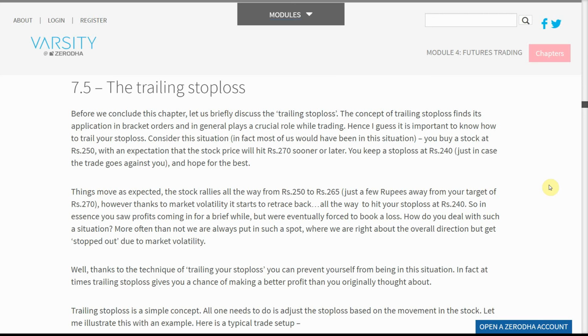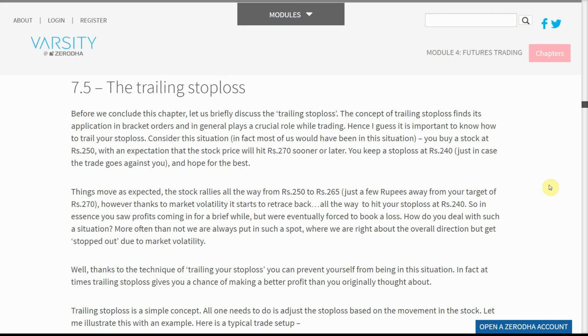Consider this situation. In fact, most of us would have been in this situation. You buy a stock at 250 rupees, with an expectation that the stock price will hit 270 rupees sooner or later. You keep a stop loss at 240 rupees just in case the trade goes against you, and hope for the best. Things move as expected.